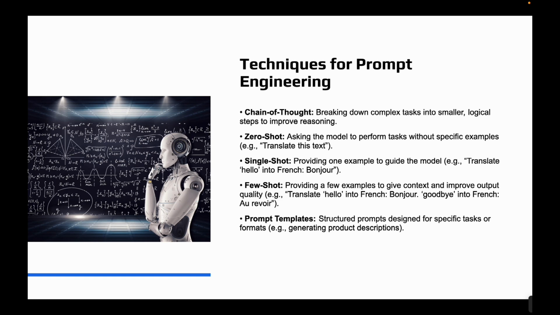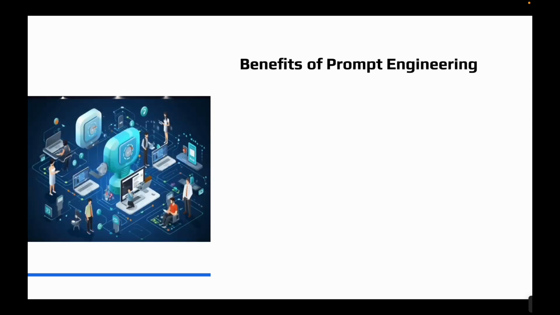Single shot, which is providing one example to guide the model. So instead of just simply saying translate this text, you say translate cat into French, and you give the example: French, bonjour. Few shot, which is providing a few examples to give context and improve output quality. This is basically improving on single shot. And other prompt templates, which are structured prompts designed for specific tasks.